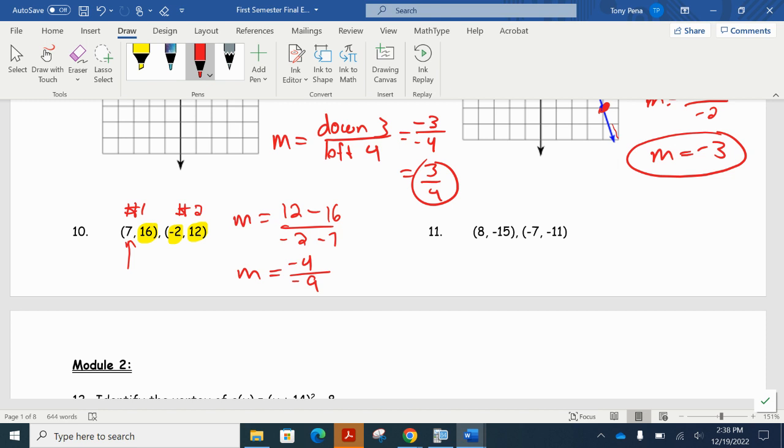While this is correct, your test will be multiple choice. And when we do multiple choice, we would never leave it written as a negative 4 over a negative 9. Negative divided by negative is positive. So we would just write this as a positive 4/9.